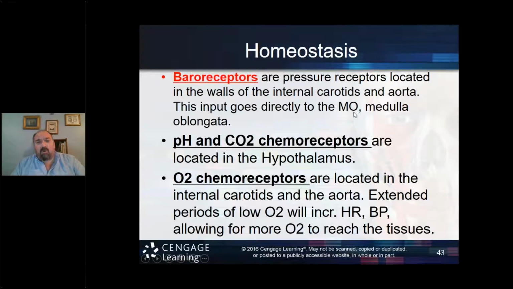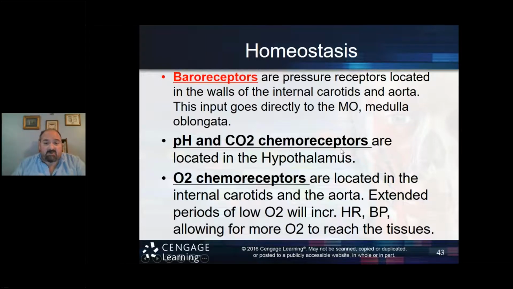Recall when we were studying the nervous system that the brainstem, in particular the medulla oblongata, is what controls respiratory rate, heart rate, and blood pressure. Very important factors take place in the medulla oblongata. So these pressure receptors will send information to the medulla oblongata, which will in turn process this information and determine what needs to take place.